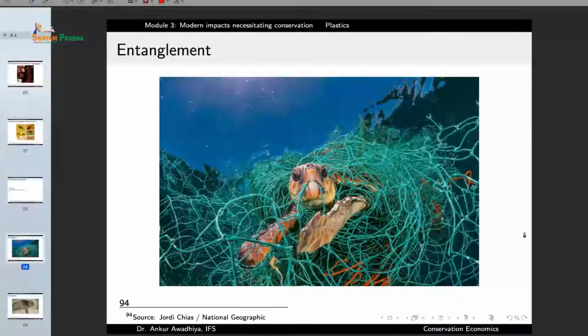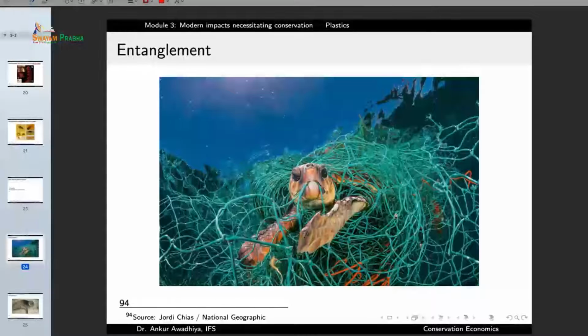And even when this fishing net is thrown into the ocean, probably because its useful life was gone, probably because it had lost its strength, so the fisherman had just thrown it into the water body, this ghost net still is capable of catching animals. And here we can see that this turtle has been caught in this ghost net.